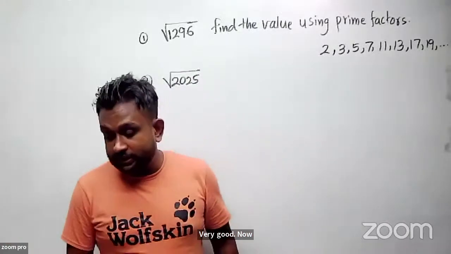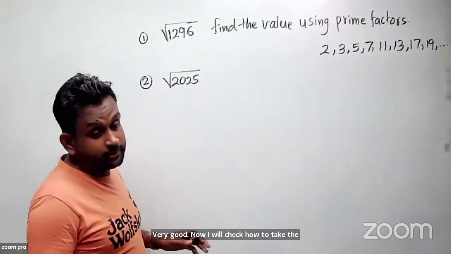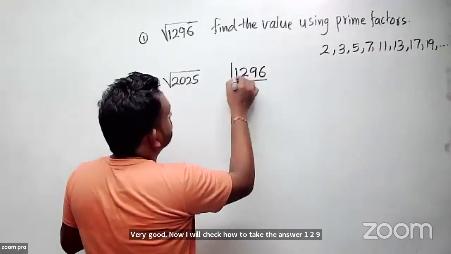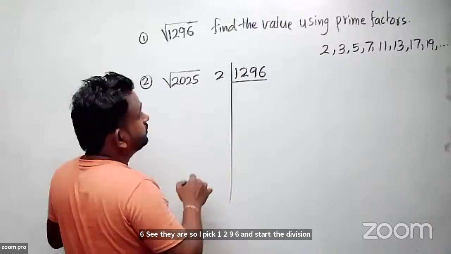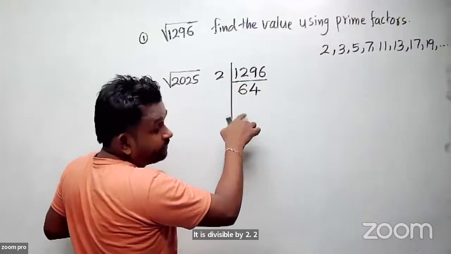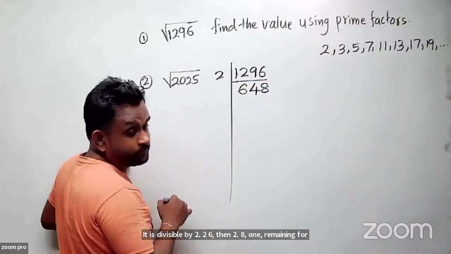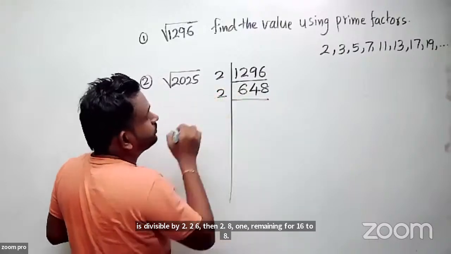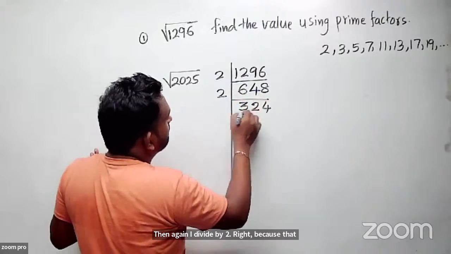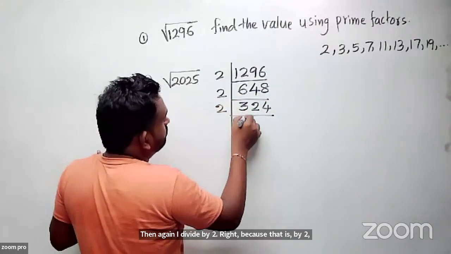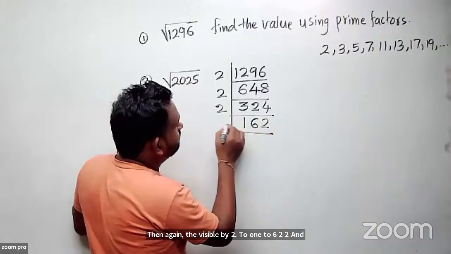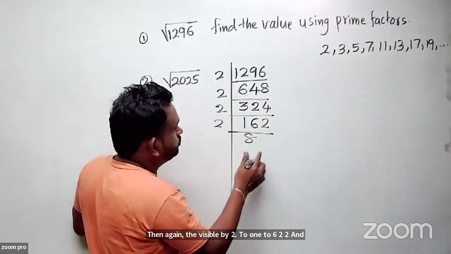Now I will show how to get the answer for 1296. See there. I pick 1296 and start the division by 2. It is divisible by 2. 648. Then again I divide by 2, 324, because that is divisible by 2. Then again divisible by 2, 162. Then again divisible by 2, 81.